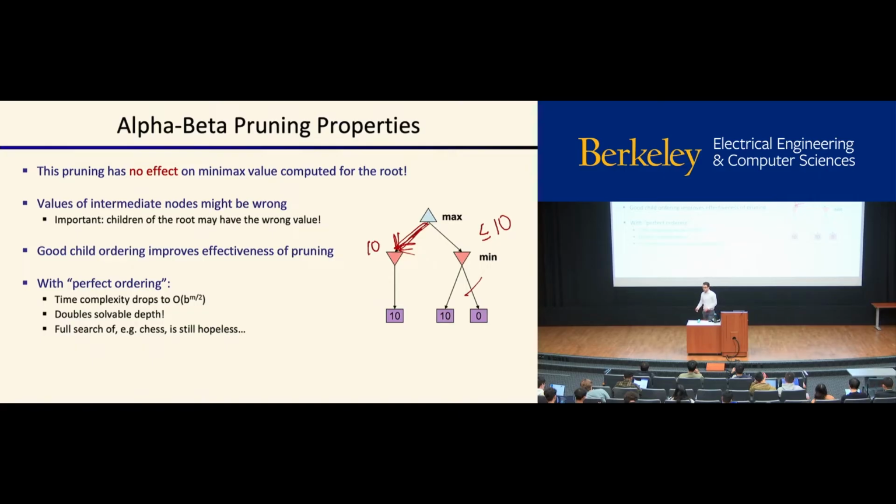And if we had a perfect ordering, then this would actually decrease the number of levels in the tree by half on average. So we go from b to the m all the way down to b to the m over 2. And that's really great. It doubles the solvable depth. If you're looking in chess, you can think twice as far ahead. But you still can't enumerate the full game tree for chess. It's still kind of hopeless.